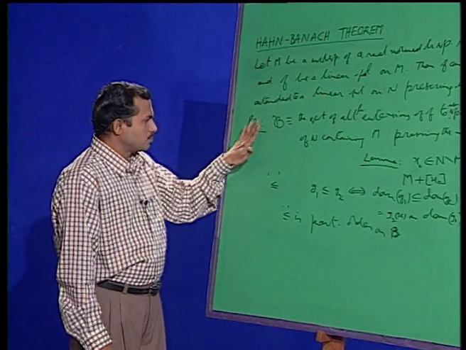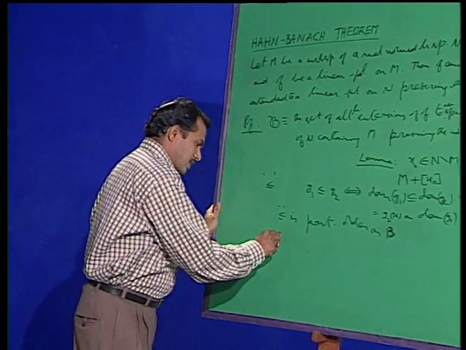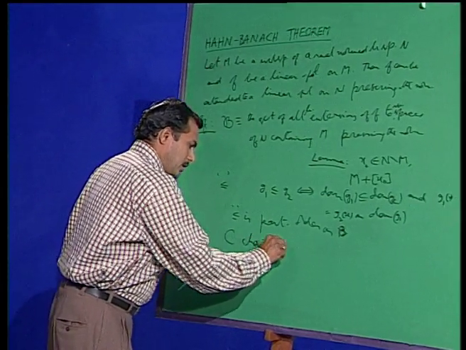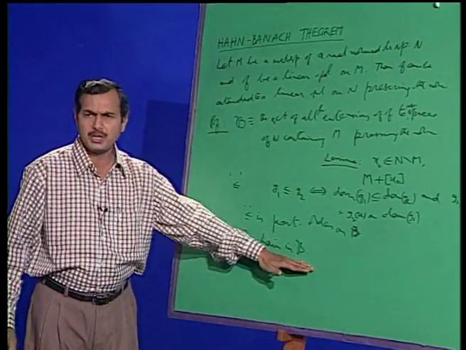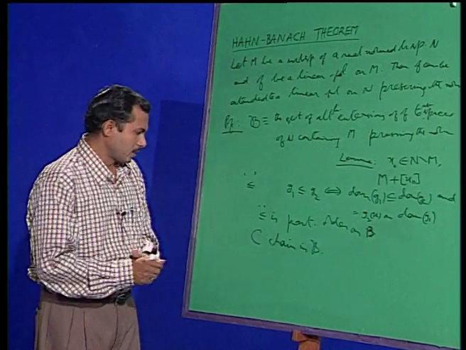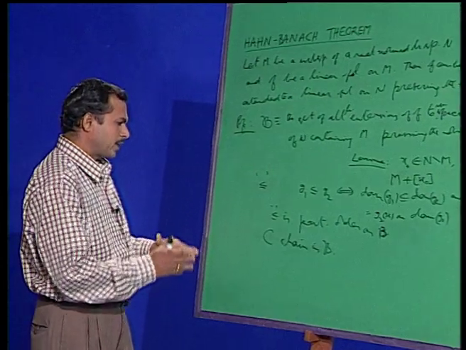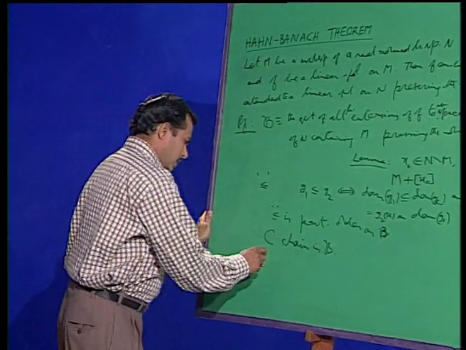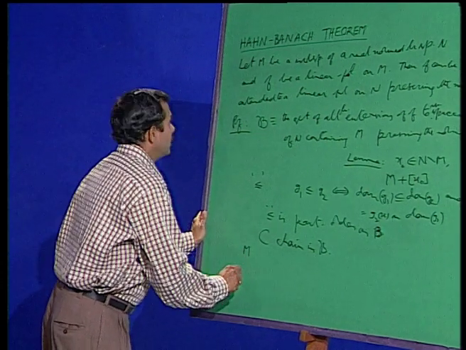Now, in this set B, let us take a chain C. So, C is a chain in the partially ordered set B. Now, using this set C, we define a domain, and on that domain we define a function. First of all, let us define this set. Let us define the set M0.